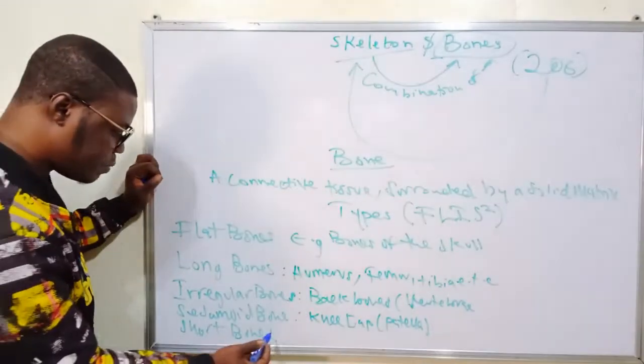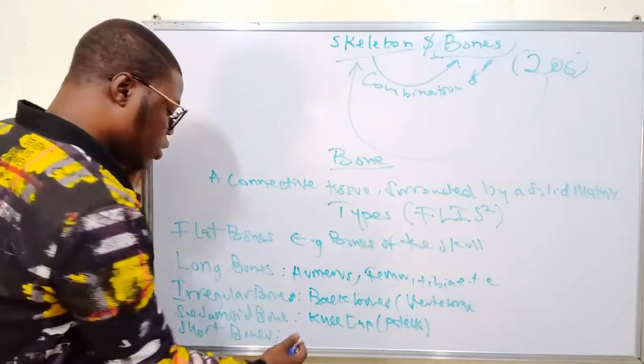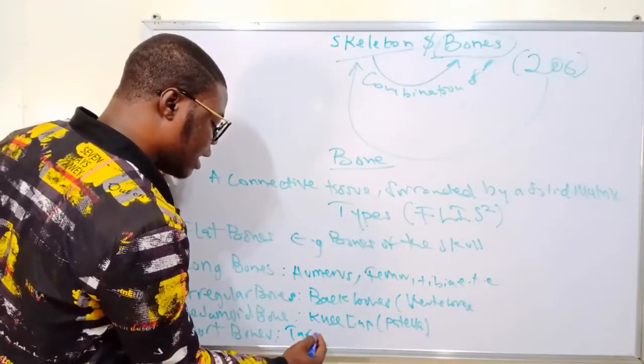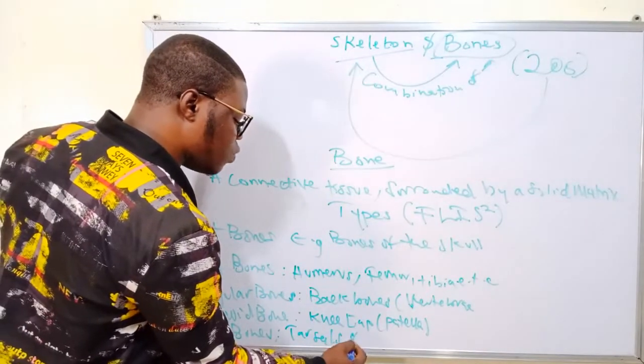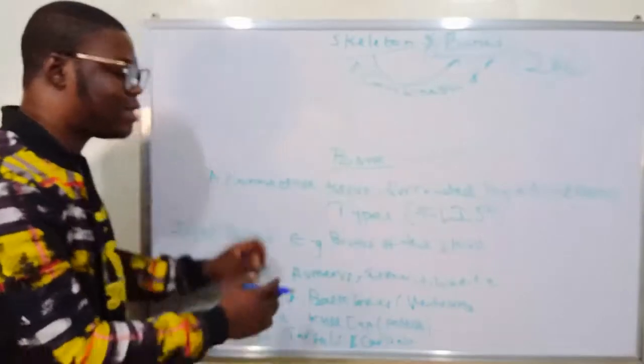And then the short bones. Talking about the short bones, they are the bones of the wrist and the bones of the ankles. We call them the tarsals and the carpals. So that is that about the types of bone.